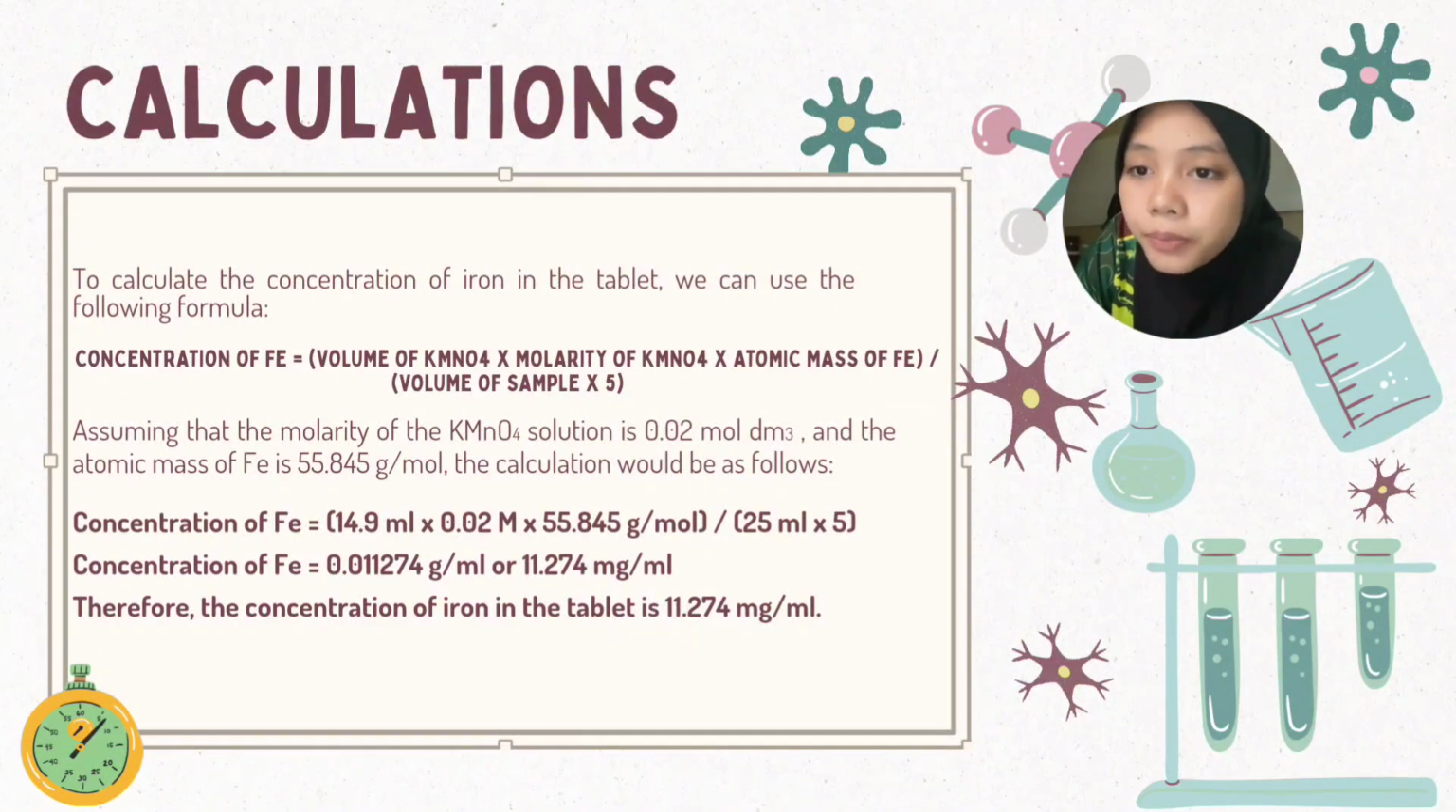Concentration of iron, volume of potassium permanganate is 14.9 ml times molarity of potassium permanganate is 0.02 M times atomic mass of iron is 55.845 g per mol divided by volume of sample is 25 ml times 5. Therefore, the concentration of iron in the tablet is 11.274 milligram per ml. The above calculation assumes that the entire sample was dissolved in the 25 ml volumetric flask.